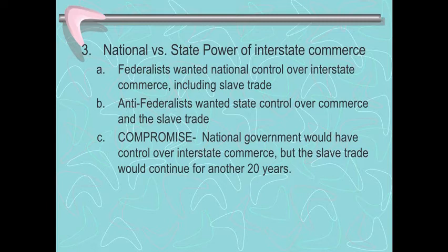The compromise that was made was that national government would have control over interstate commerce. So any trade that occurred between the states would happen on the national level or have national control, but the slave trade would have a limit. That slave trade would have a limit up to another 20 years. So after 20 years, the slave trade would effectively end in the United States.